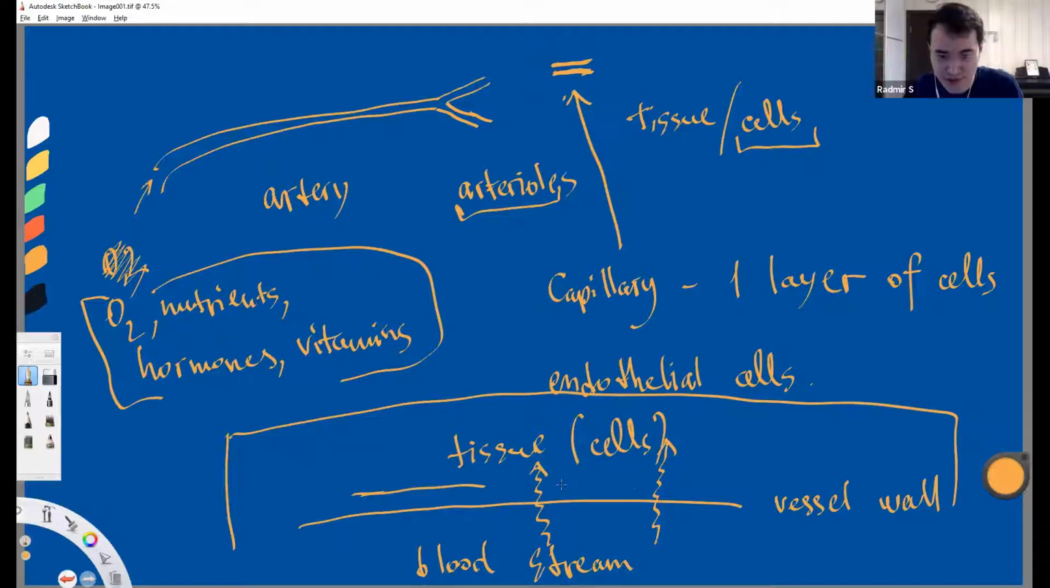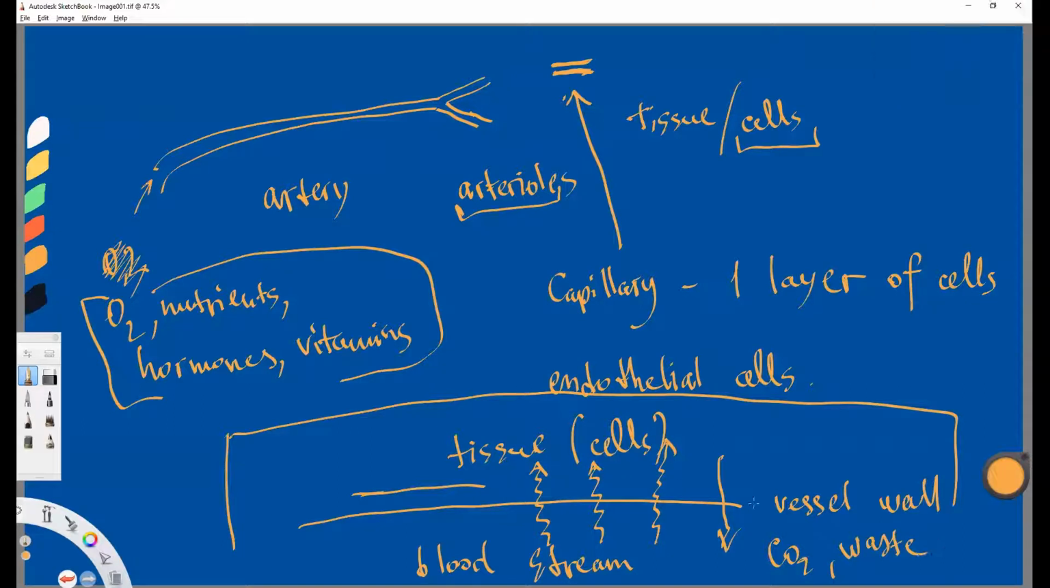Yes, you're absolutely right. They are meant to deliver the stuff to the cells and take stuff like CO2, waste, and other stuff that is not needed by the cells. So they make sure that the blood transports the stuff to the cells and from the cells. Arteries and veins are only for transportation of the blood.